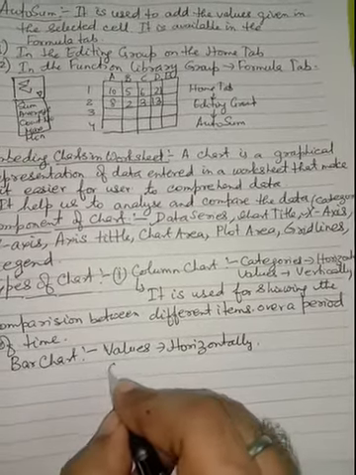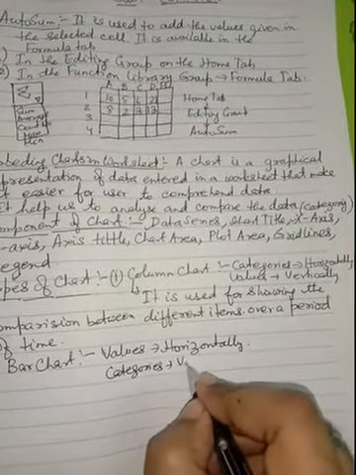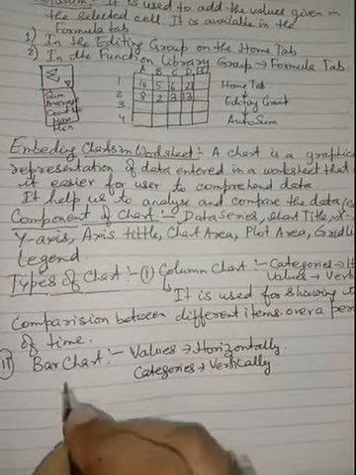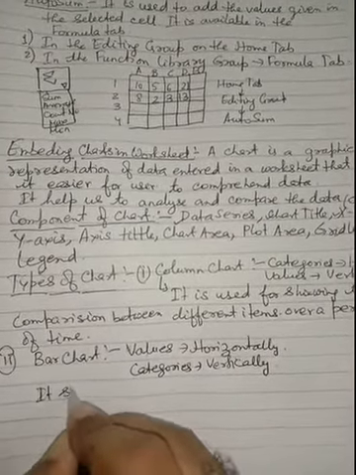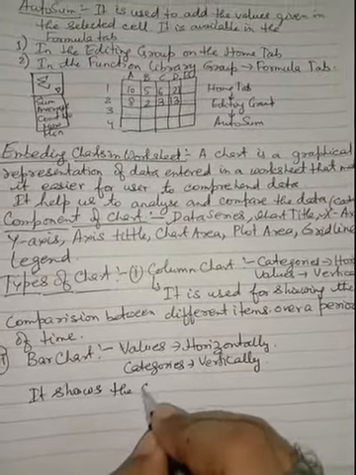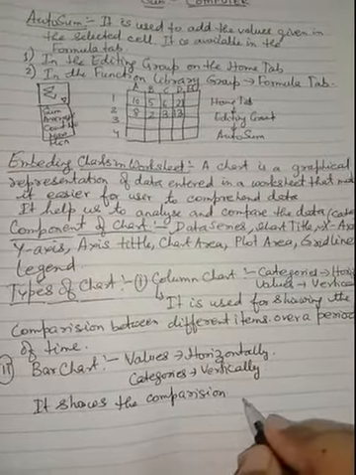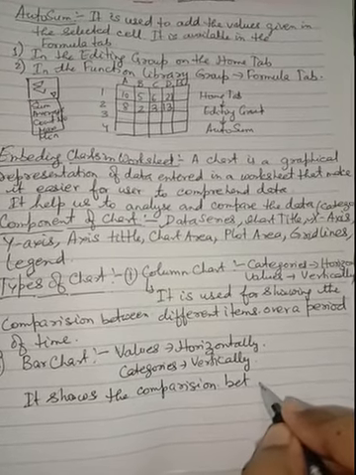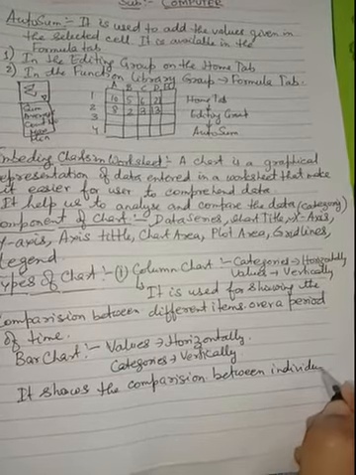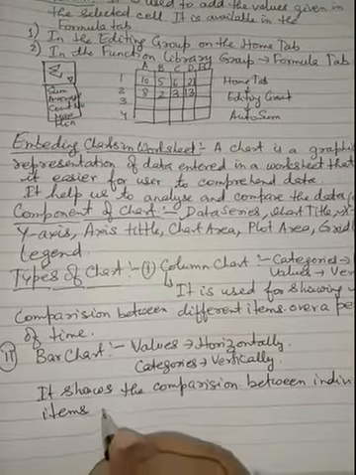And the categories are organized vertically. So what is the use of the bar chart? What does it show? It shows the comparison between individual items through a bunch of bars.